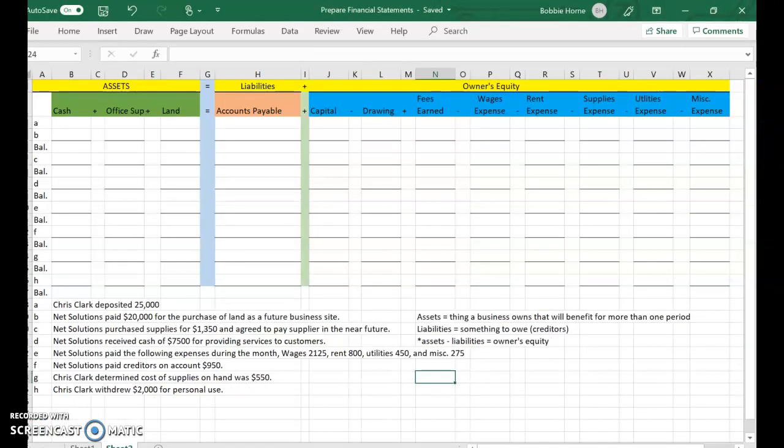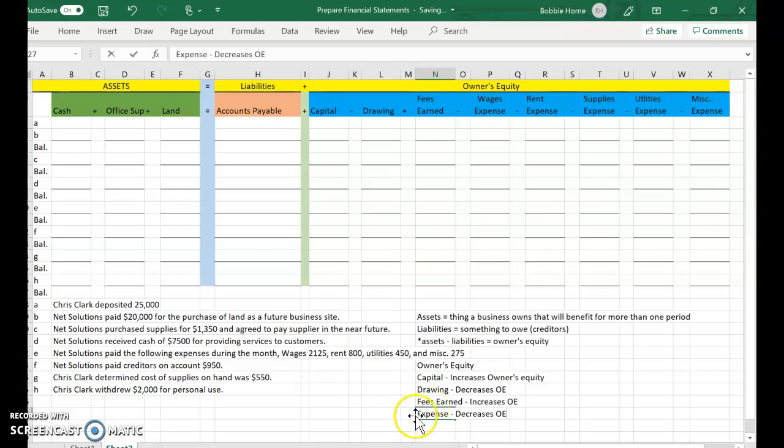Now let's talk about the components. I've already typed them out over here, so I'm just going to go over them with you. Capital will increase owner's equity, and drawing will decrease owner's equity. And then you have fees earned. Any revenue is going to increase owner's equity, and expenses are going to decrease owner's equity. So as we enter them up here, if it's a decrease, we're going to put a minus sign. Sometimes in accounting, instead of minus, you'll see parentheses, but those mean the same. So let's go ahead and get started with our transactions.